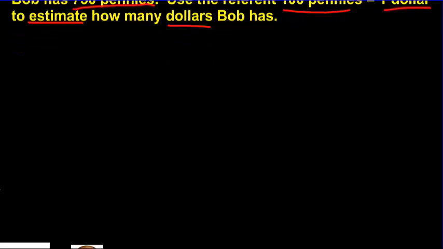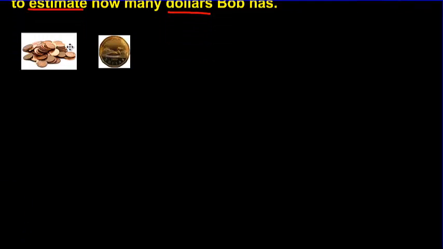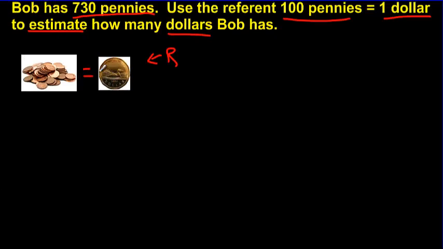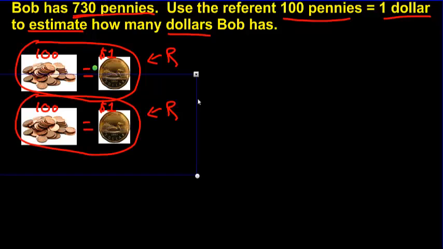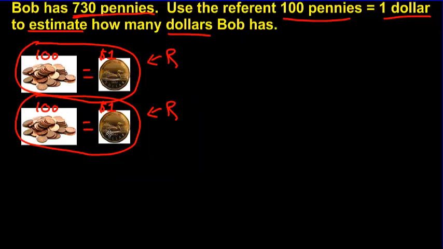So I've got a picture over here I want to bring up. And this here is going to serve as our referent. This is our referent. This is our group. But look, Bob has 730 pennies. This is only 100 pennies here. This is 100 pennies, and this is $1. They're the same thing. I need to make more because I need to go up to 730 or as close as possible. Now if you look at the picture, I've got 200 pennies and $2.